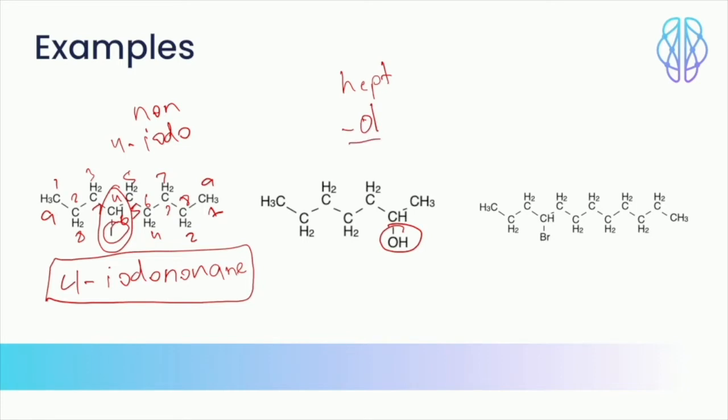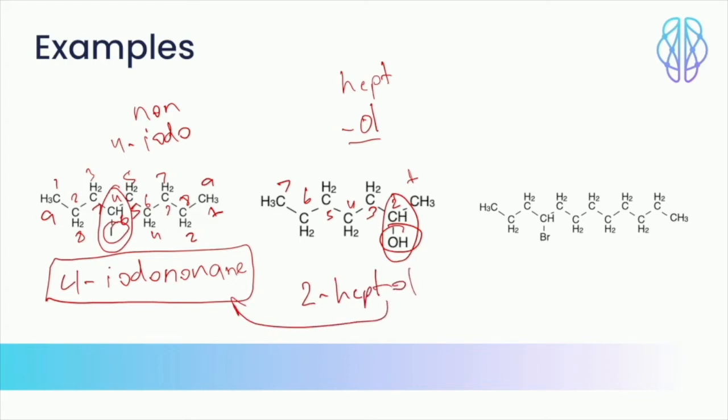Now we're going to name it. So I can see it's closer to one side, so it's probably going to be best if we number it this way. Initially, I recommend you get in the habit of numbering both ways, but as you do more of these, you'll just realize that one side is preferred to the other. So this is in the second position. So this is 2-heptanol.